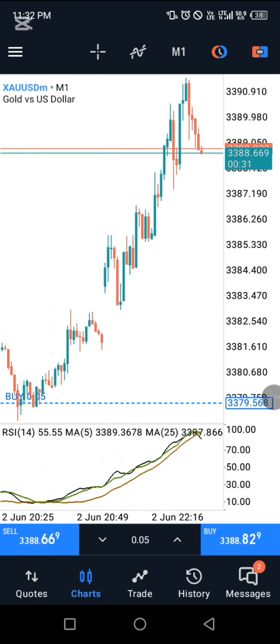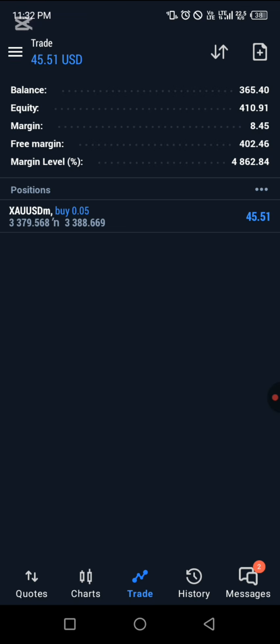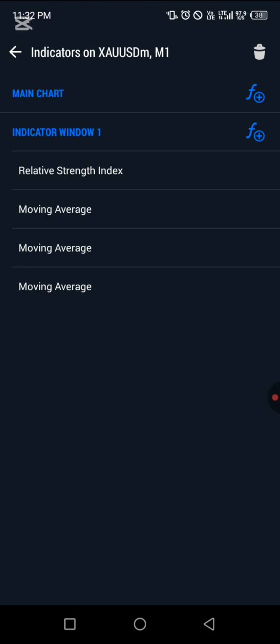We currently have only one position running in this account, and we've closed most of the positions. In case you don't know how to set up a chart, let me quickly show you. You go to your F icon. We are basically using these three indicators. There's the relative strength index, and there are three moving averages that we're going to be using.